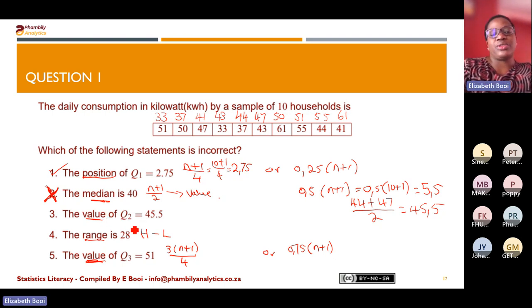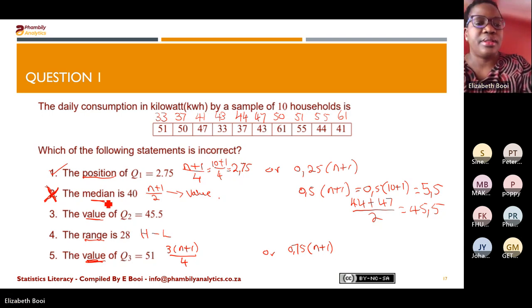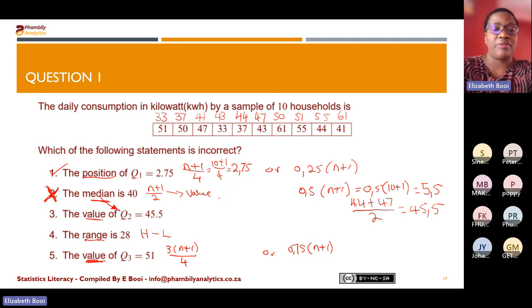The value of quartile 2, we already calculated it. Remember, the median and quartile 2 are the same, right? I've been saying it. We already found the value of quartile 2. We said it's on position 5.5, which is 45.5. Therefore, the median is 45.5.